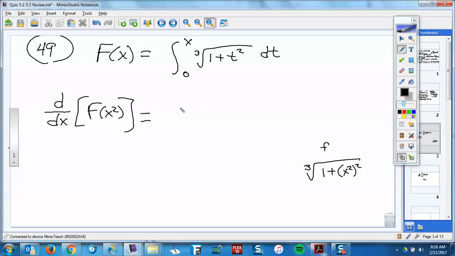2x. Big F or little f? Just 2x. Just big F. Big F prime. You got to do the derivative, right? It's a derivative of the outside, with the inside left alone, times 2x, the derivative of the inside. Now, what's big F prime? What's another name for big F prime? Little f, right? So this is little f of x squared times 2x.